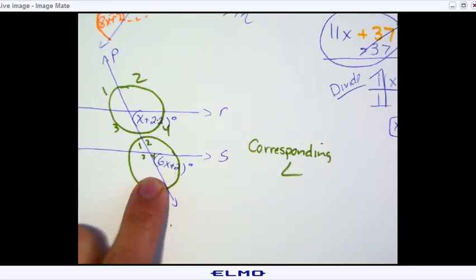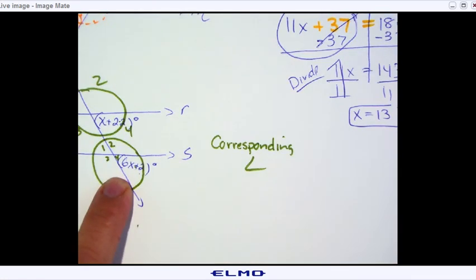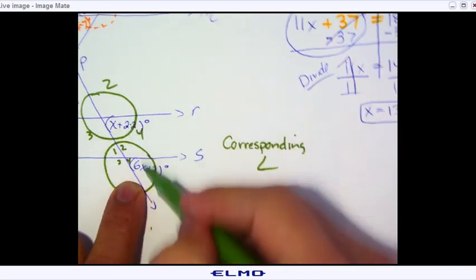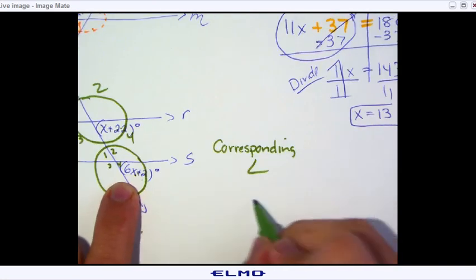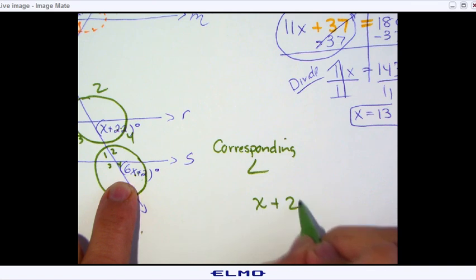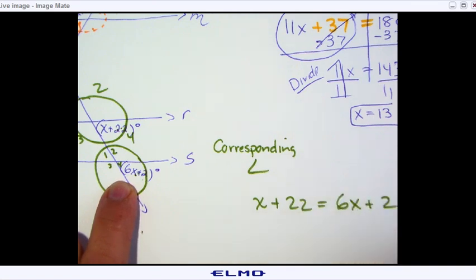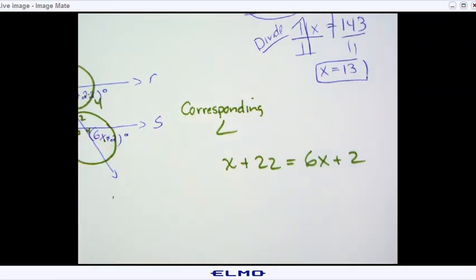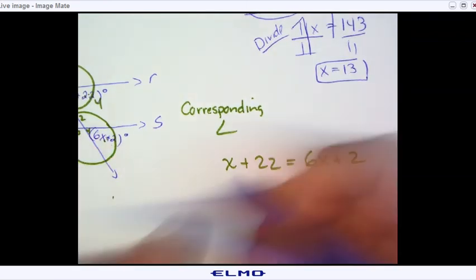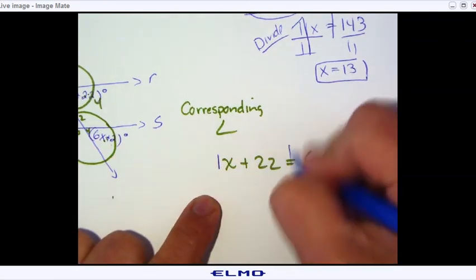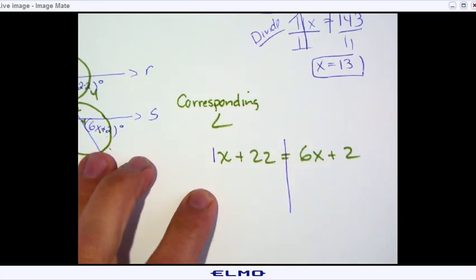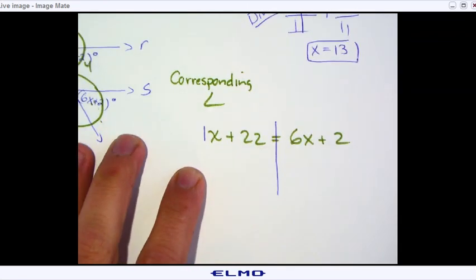Understand that. Some of you guys are going to put this plus this equals 180. But no, they're the same if they're on the same side. So we're going to put x plus 22 equals 6x plus 2. And then I'll put an imaginary 1 right here. So now we do the other type of equation.